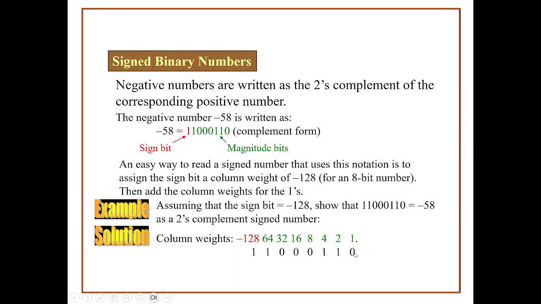If you write this, you get 1, 1, 0, 0, 0, 1, 1, 0. If you multiply, negative 128 multiplied by 1, so negative 128, plus 64 times 1, you get 64. Then 0s, 4 times 1 equals 4, 2 times 1 equals 2. If you add them up, you receive negative 58. As I mentioned, this is the sign bit and the rest are the magnitude bits. This is how negative numbers are written as the two's complement of the corresponding positive numbers.